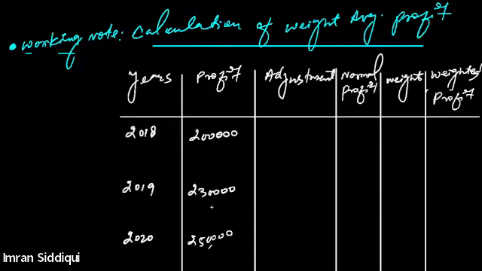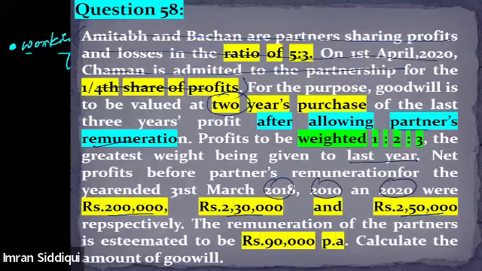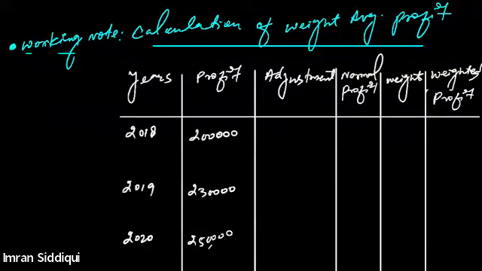Right. And the question also requires us to calculate the weighted average profit after considering remuneration. After allowing partners' remuneration, the remuneration is given as 90,000 per annum. That means we need to subtract 90,000 from each year's profit. This is considered as the adjustment entry: minus 90,000 as partner's remuneration, minus 90,000, and again 90,000. Got it, everyone? Is this clear? Zainab, Shifa, and Saif.